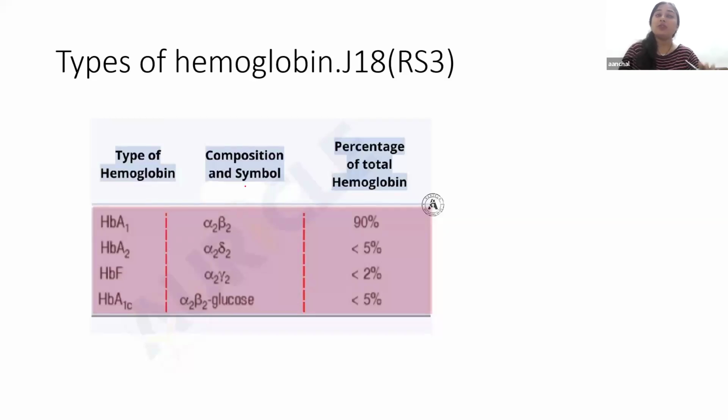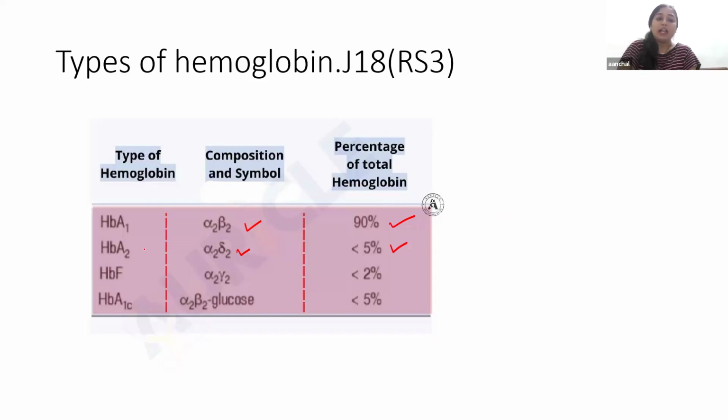Now, what is the difference between HbA1 and HbA2? In HbA1, 2 alpha and 2 beta chains are present, whereas in HbA2, 2 alpha and 2 delta chains are present. Okay, but majorly the main concentration present inside adult hemoglobin is HbA1, approximately 90%, whereas HbA2 is only present approximately 5%, less or more than 5%.